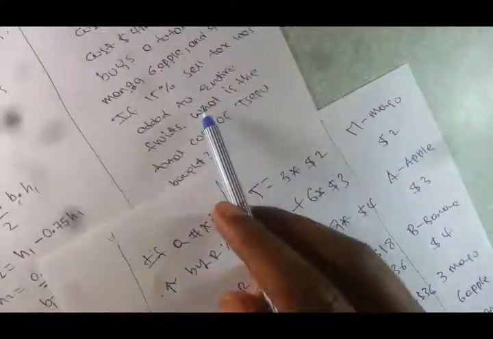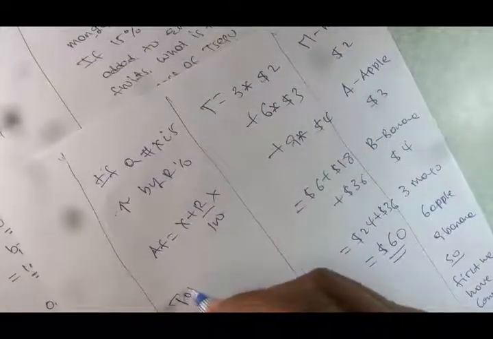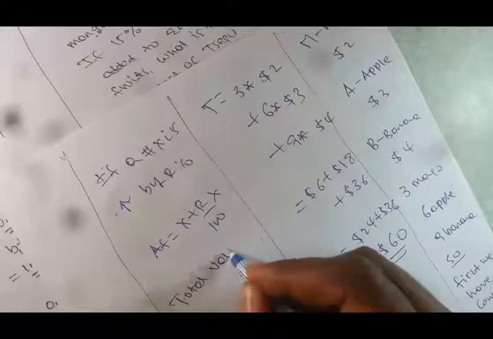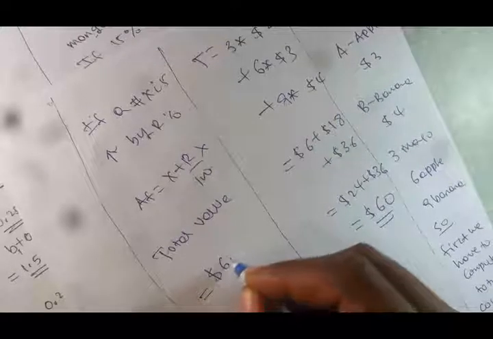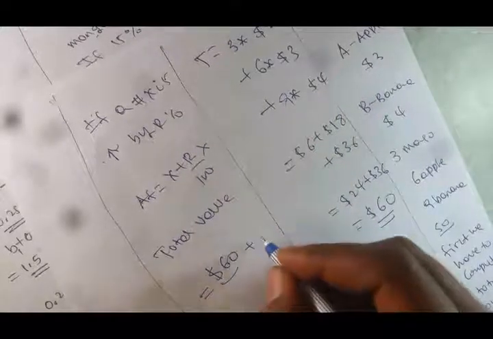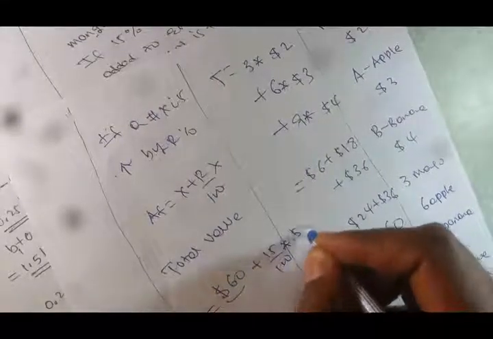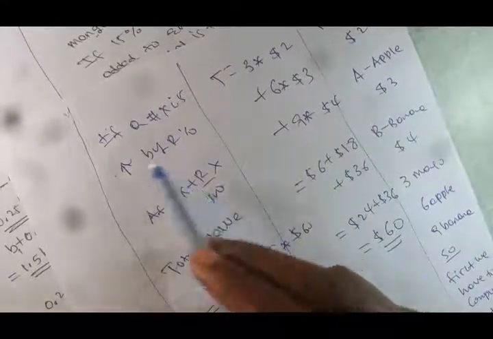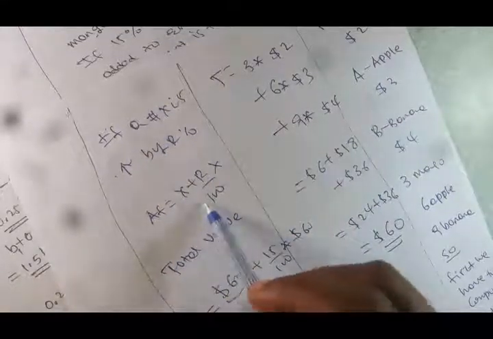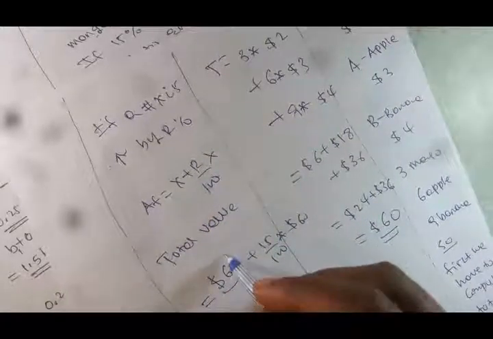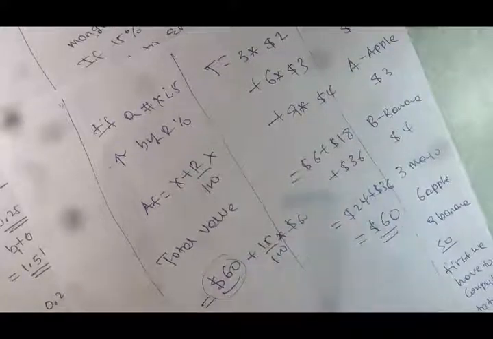And in our case, if a 50% sales tax was added to the final fruit, the total value Tsagu will spend will be $160, his initial amount, plus how many percent? 15 over 100 of $160. From the property: when a number X is added by R%, our final will be X plus R over 100 of X.